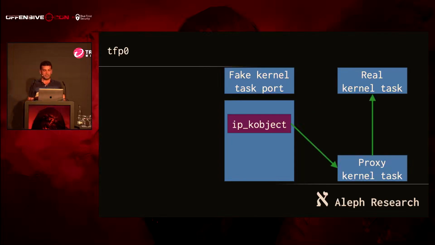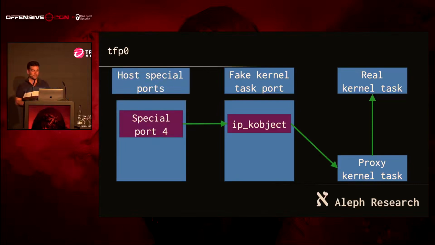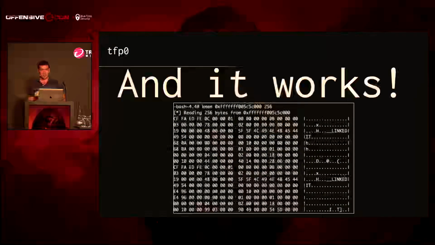But whenever it is used, we actually operate on the real kernel task because all the reads and writes are redirected to the real kernel task. After that, we installed this fake kernel task port to host special port 4, and therefore it is now accessible to user mode applications. So this solution solves our two issues. It no longer uses the original kernel task pointer, so the pointer comparison in the function we saw before will not detect this as the kernel task, and therefore will not deny access. It also registers this new task port in a place that is accessible to user mode applications, host special port 4. And it works.